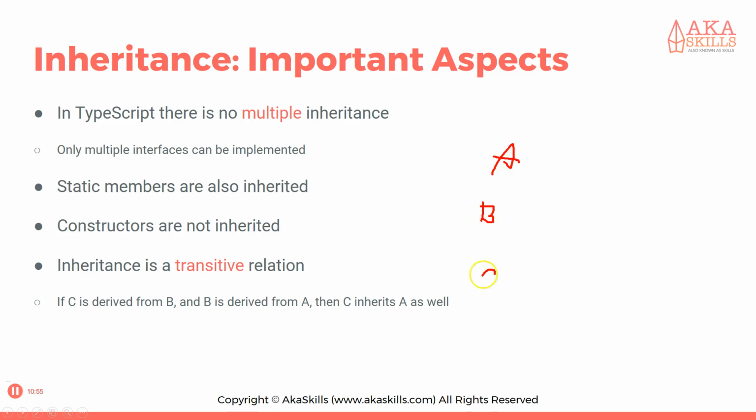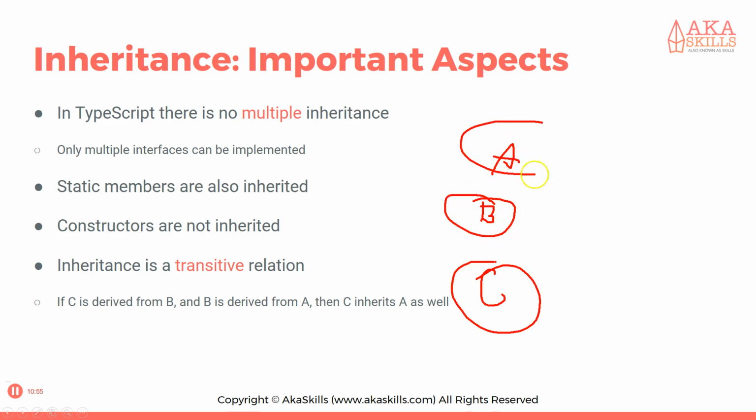So we have A, B, C. And let's say if C is derived from B and B is derived from A, then following this logic, C is derived from A as well.